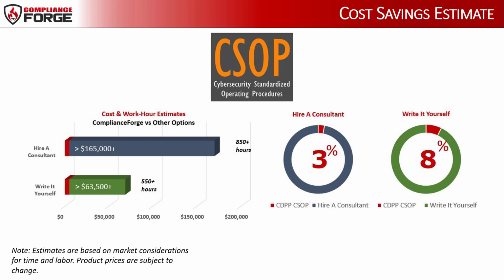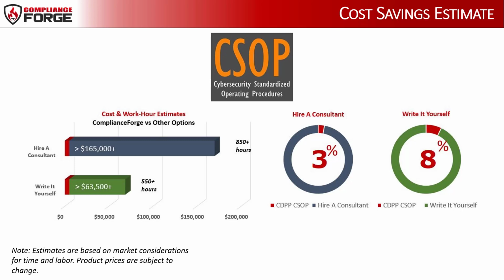For your internal staff to generate comparable documentation to the CSOP, it would take them an estimated 850 internal staff work hours, which equates to a cost of approximately $63,000 in staff-related expenses, and take between 6 and 18 months of development time, where your staff would be diverted from other work.